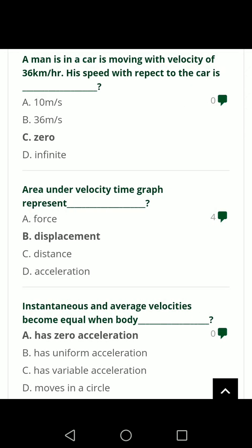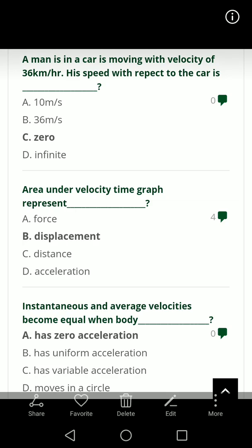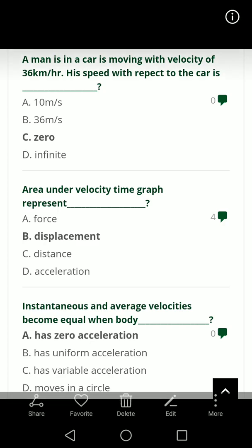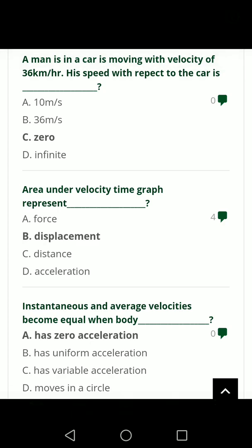A man in a car is moving with a velocity of 36 km per hour. His speed with respect to the car is 0, as the man is sitting in the car. With respect to an object outside the car, his speed will be 36 km per hour. Area under the velocity time graph represents displacement.